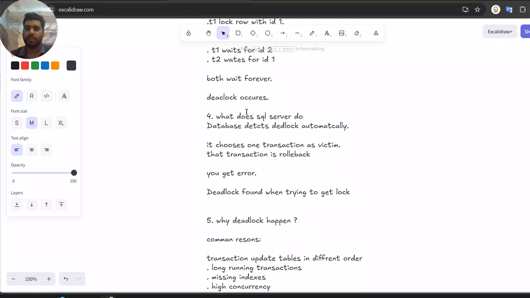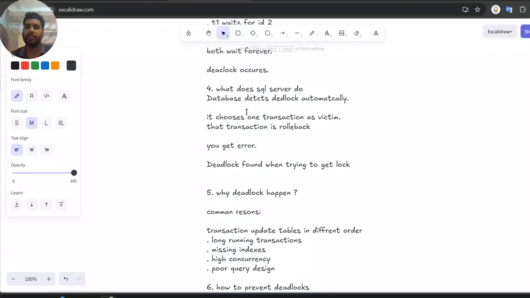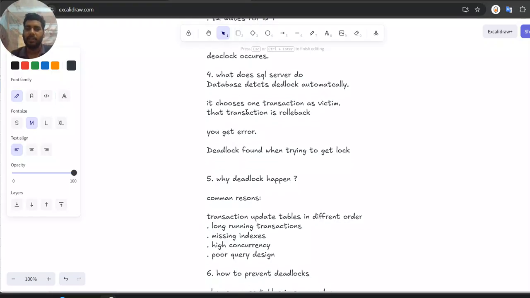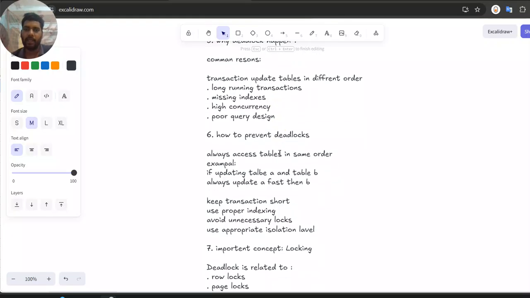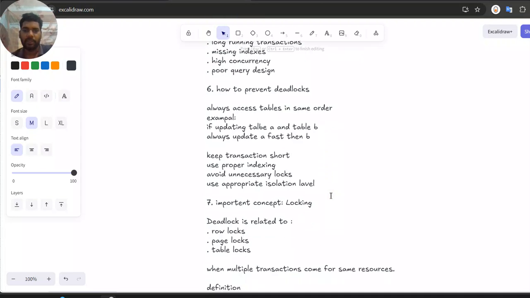What does SQL Server do? The database detects deadlock automatically. It chooses one transaction as victim. That transaction is rolled back. You get the error: deadlock found when trying to get lock. Why does deadlock happen? Common reasons are transactions updating tables in different order, long running transactions, missing indexes, poor query design.